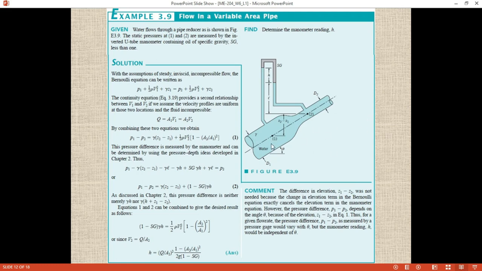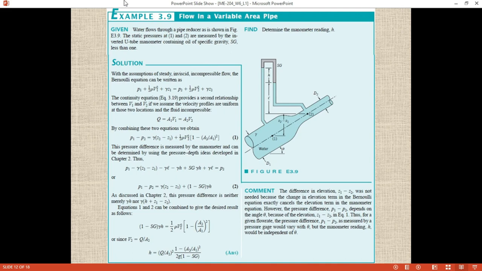But here you can see, if I take this pipe as horizontal, this will become the same case that we have discussed before. But now this pipe is making some angle with the horizontal, angle theta. So what differences can we see in this equation? Let's see what our objective is in this problem.